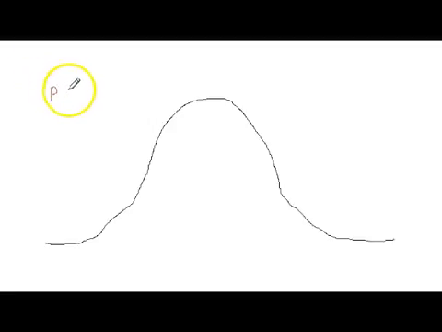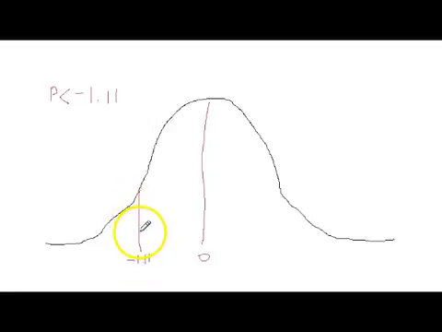Sketch everything out, and it will help you clarify what it is you're looking for. So we know that right now we're looking for the probability of seeing an observation that's less than negative 1.11 standard deviations. Right? So let's say this was our mean of 0. We're somewhere down here, negative 1.11, and we want to know basically the area under the curve to the left of that, right? Less than that. That's what we're looking for.